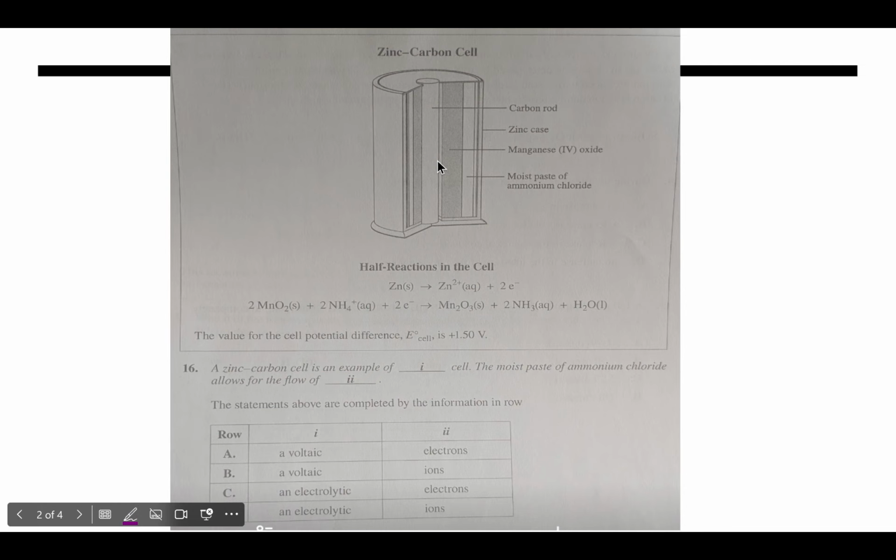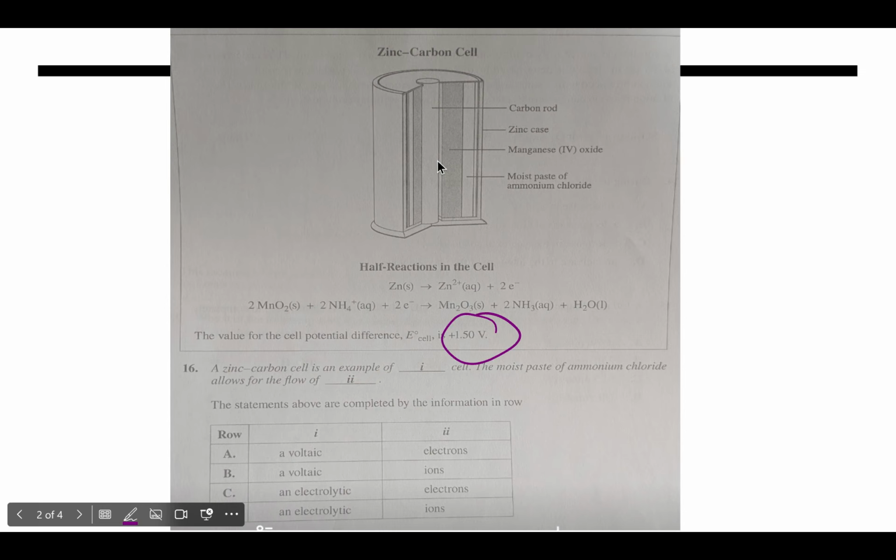So here we have a cell, and it's a zinc carbon cell. There's some information. It looks a little bit different from some of the cells we've seen, and that's okay. We can figure out what's happening within the cell, but to just start off with, this question's pretty easy. It's asking what type of cell we have. Do we have voltaic or electrolytic?